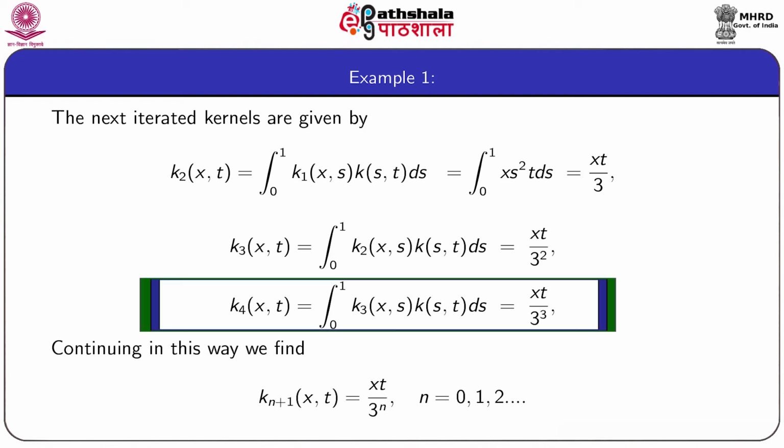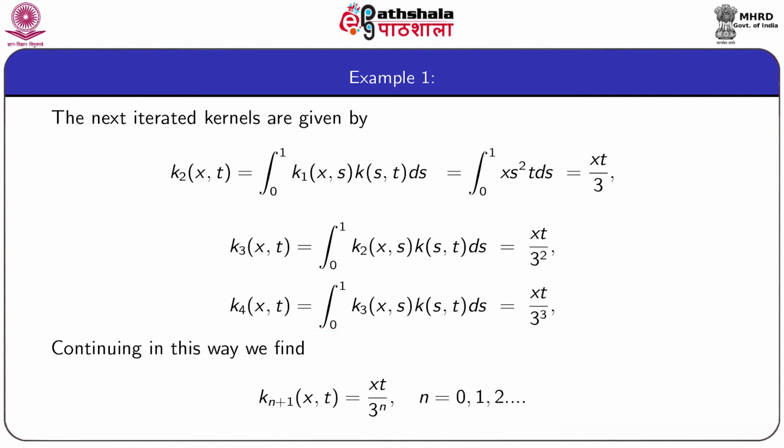Similarly, the next iterated kernel k4 xt, which is equal to integral 0 to 1 k3 xs into kst ds, can be simplified to x into t divided by 3 cubed. If we continue in this way, then the iterated kernel k n plus 1 xt is equal to x into t divided by 3 to the power n, n ranging from 0, 1, etc.